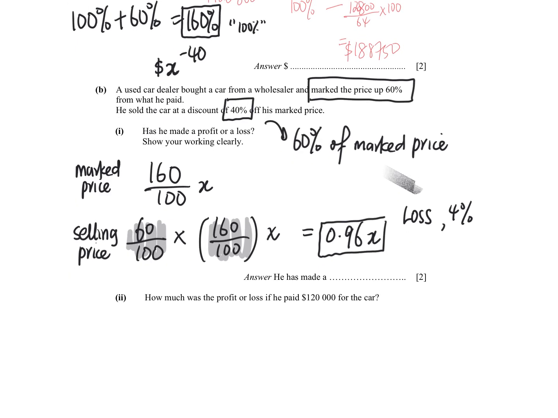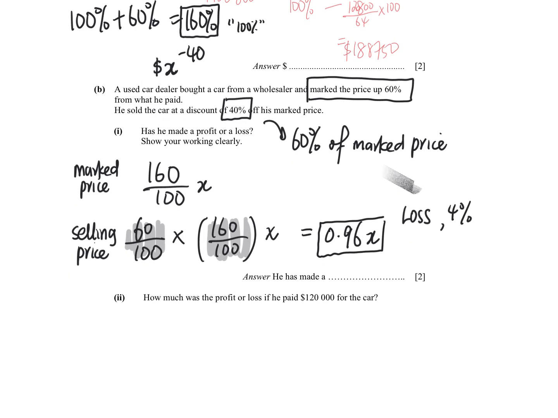Okay, so if he paid 120,000, that means if the X is 120,000, what was the profit or the loss? So I already know it's 4% loss, right? Out of the 120,000. So it is $4,800 loss. That's quite a big sum.